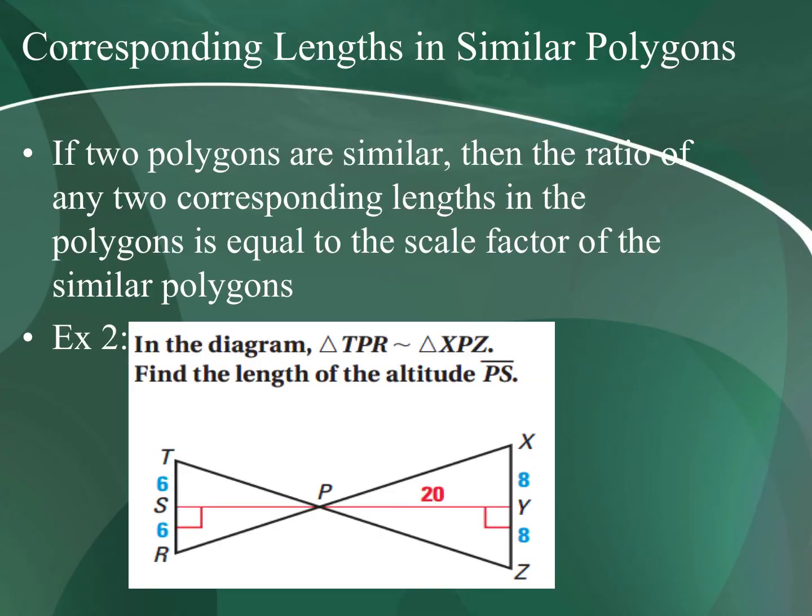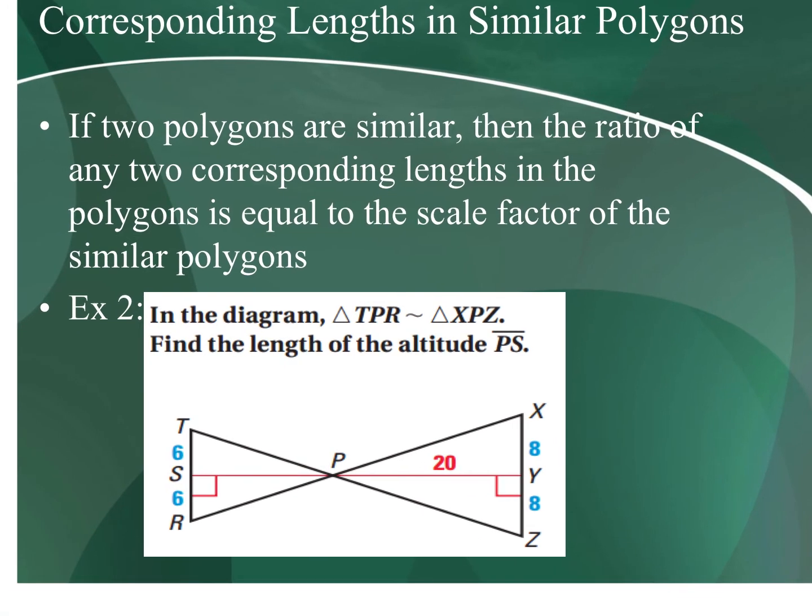So here it says corresponding lengths in similar polygons. It says if two polygons are similar, then the ratio of any two corresponding lengths in the polygons is equal to the scale factor of the similar polygons. So here it's telling us that these two triangles are similar. So the two triangles they're referring to are this one right here, TPR, and XPZ, this one right here. These are two similar polygons.